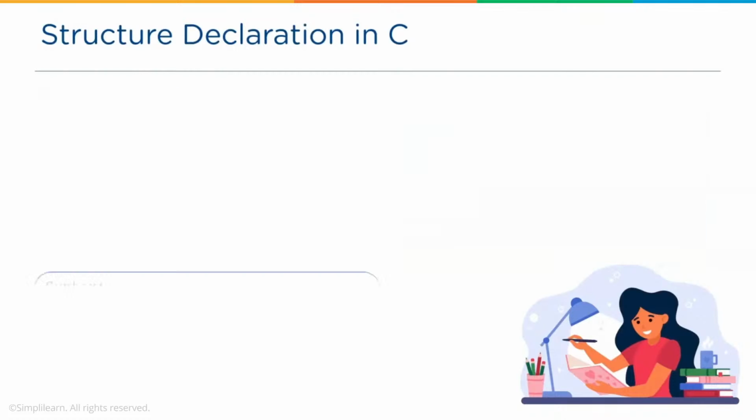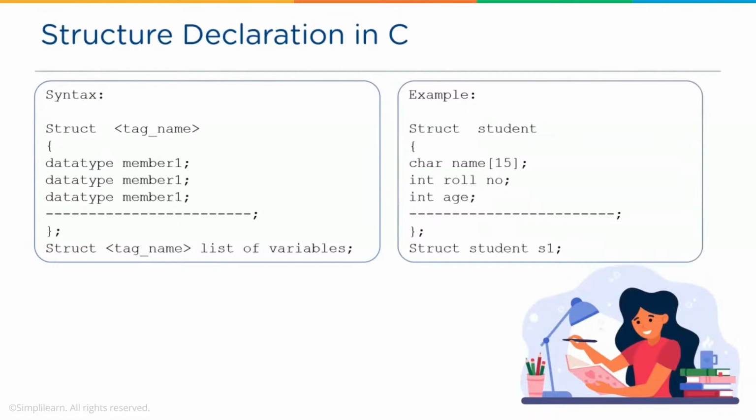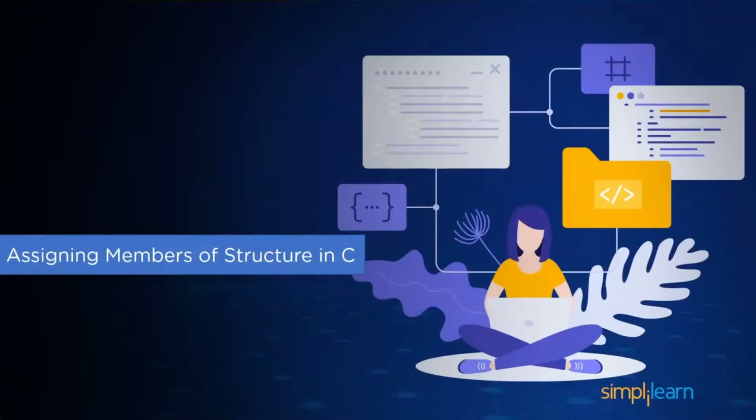Another way of structure declaration is we can declare structure variable outside the curly brackets by using struct keyword followed by a tag name and then declare variable list. For example, struct keyword, then student tag name and s1 as a variable name. In structures in C programming, we cannot assign values during the definition of a structure. It indicates the wrong way of declaration.